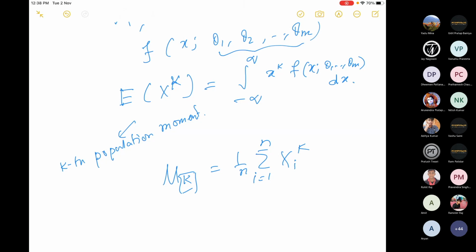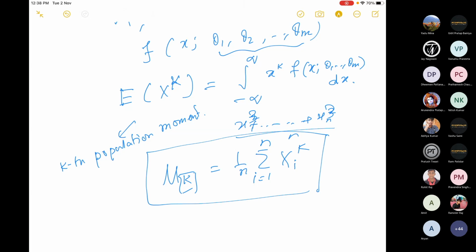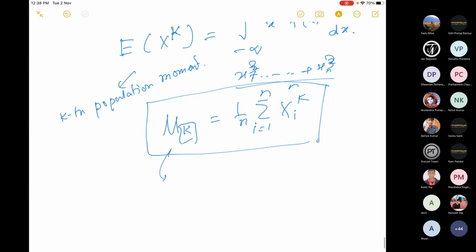So I have these discrete values x1, x2, xn. I can take the average of this, the sum of this, so this will be my first. Second, I'll take the square of this by n. Third moment is the cube of this by n, and so on. So this is my moment function for the sample. I'll call it the kth sample moment.